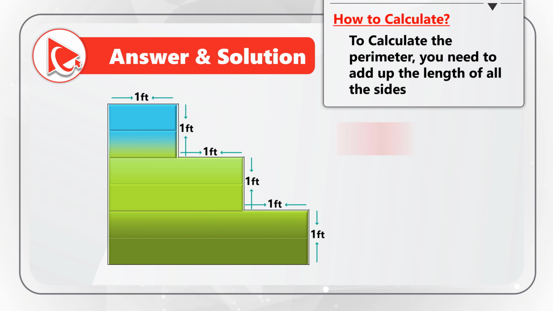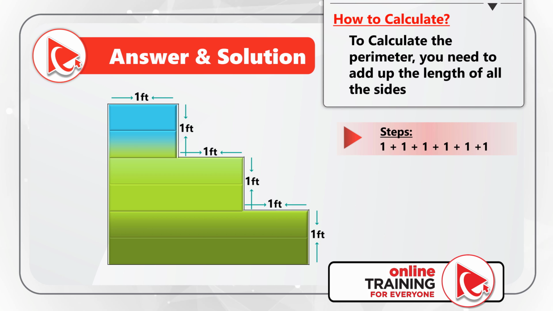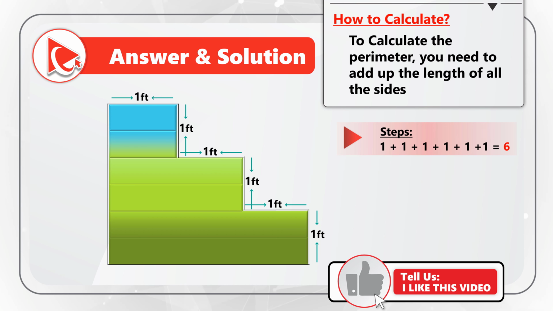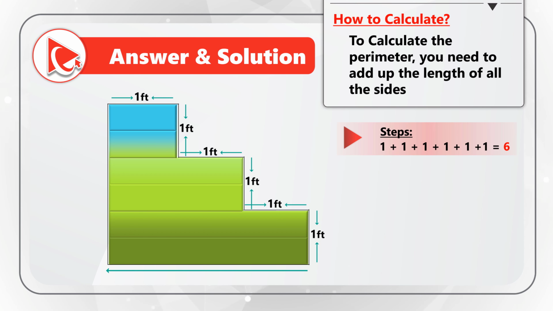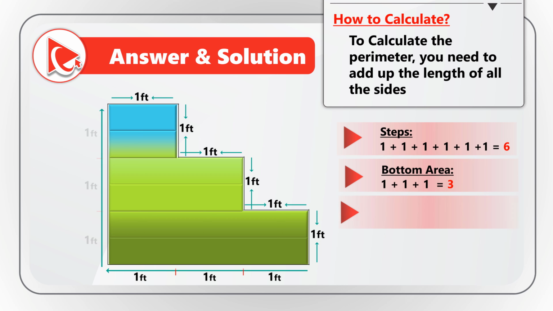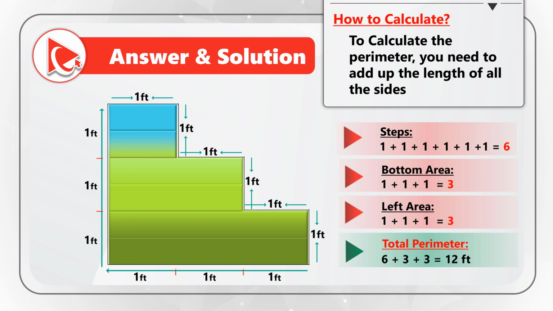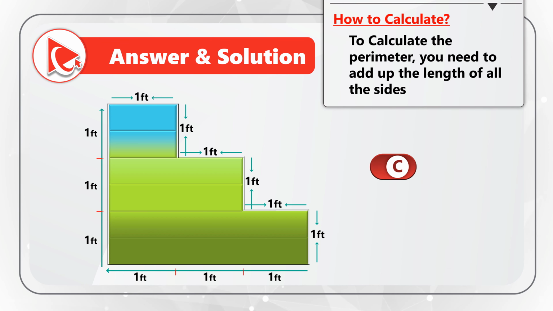So the steps would be calculated 1 foot plus 1 foot plus 1 foot plus 1 foot, and then you do it 6 times because it has 6 sides, which means the perimeter of all the steps would be 6 feet. The bottom side, based on the measurements, would be 3 feet, and the left side would be 3 feet as well. So the total perimeter would be 6 feet for the steps, then 3 for the bottom, and we also need to add 3 feet for the left side, which would total 12 feet. So the correct answer here is choice C, 12 feet.